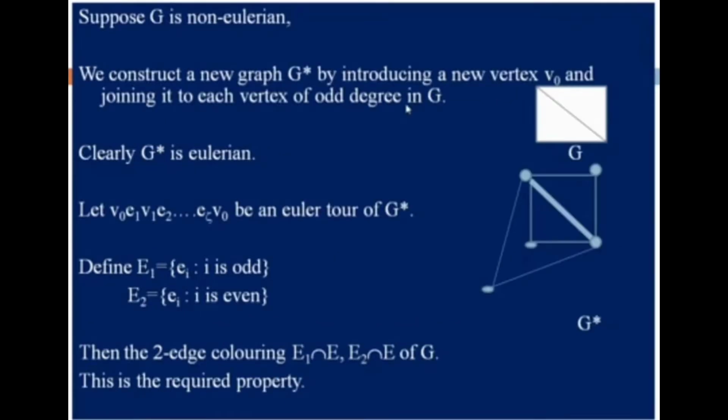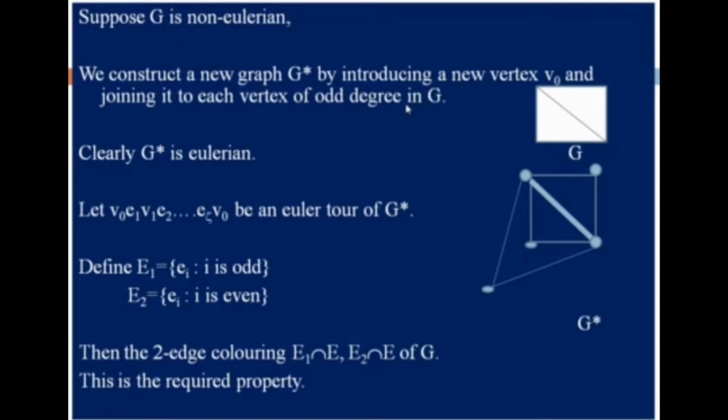Now suppose G is non-Eulerian. Non-Eulerian means G contains odd degree vertices. Consider the first graph, graph 1. Here these two vertices are of odd degree. This graph is an example of non-Eulerian. See the second graph. Now we introduce a new vertex connecting to the odd degree vertices. This is G star. Here in this graph G star, every vertex is of even degree. This is an Eulerian graph. It contains an Euler tour.